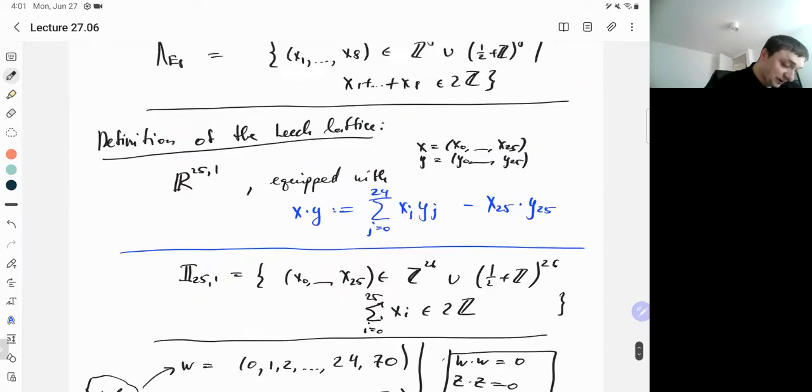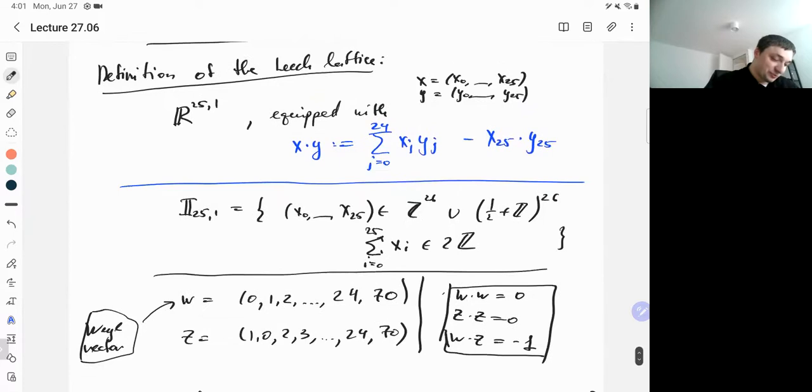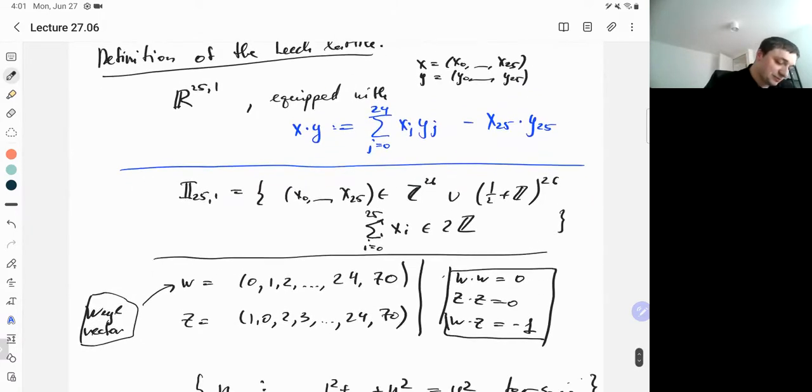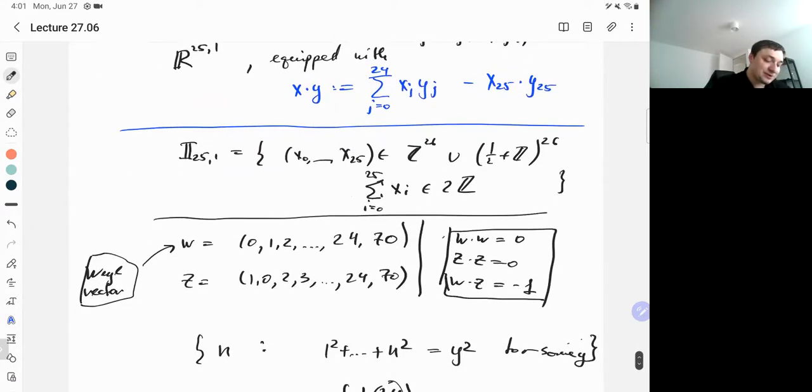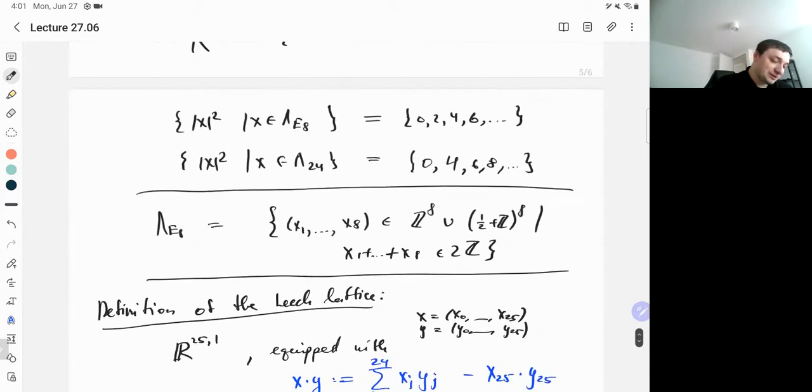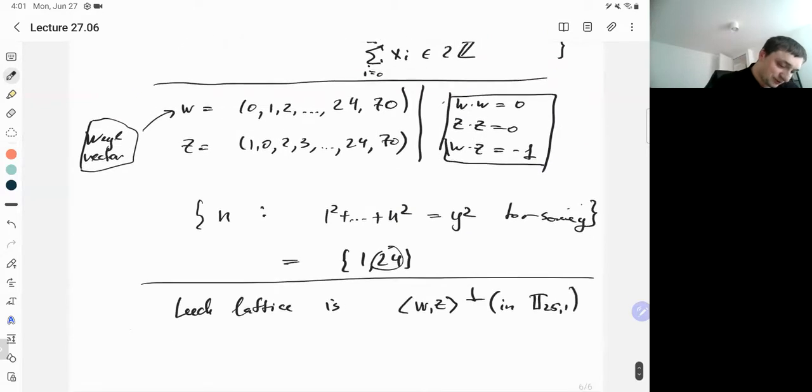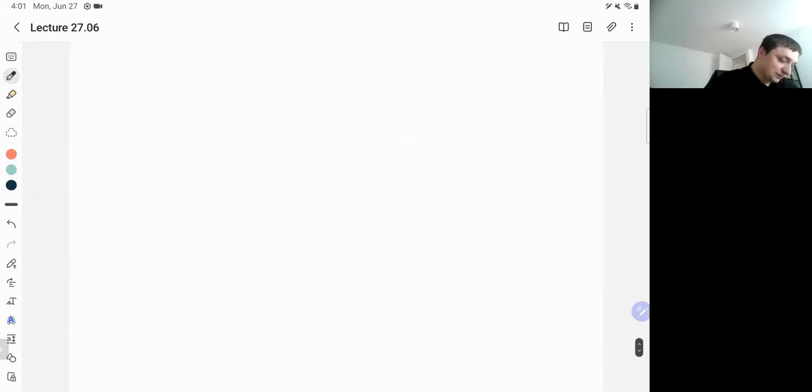Unfortunately, this definition is very hard to use. You can more or less easily prove that it's positive definite, but if you try to prove, for example, that it doesn't have vectors of length 2, it's a complicated property. It's not hard to see at all, but it's true.